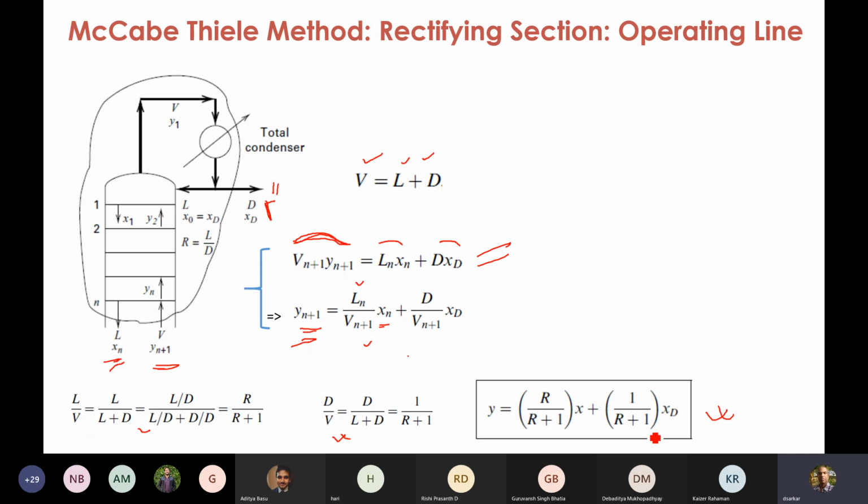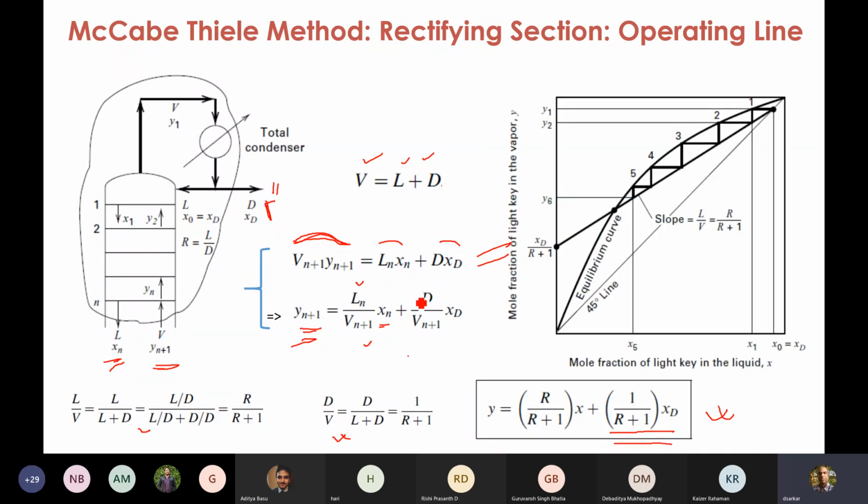This is known as the rectifying section operating line. If you look at it on the XY diagram, this represents a straight line with R by R plus 1 as slope and xD by R plus 1 as intercept. This entire thing is the intercept. So you can immediately plot this. See, this is the slope.